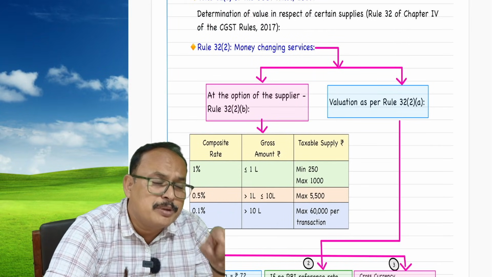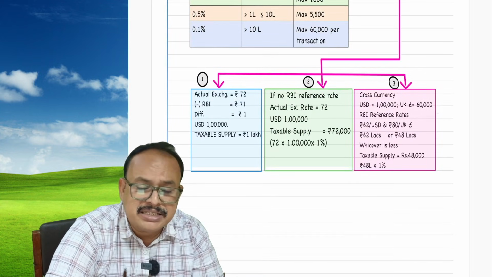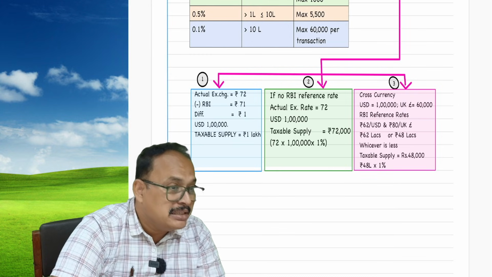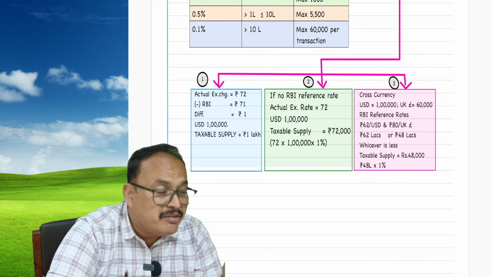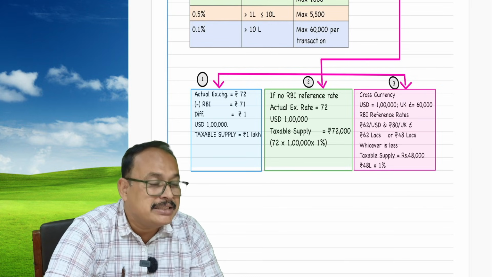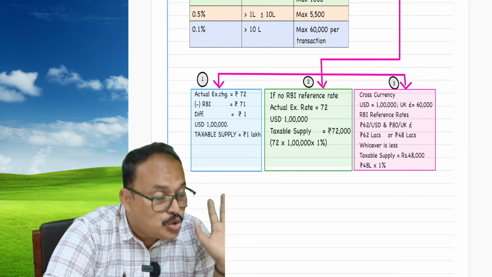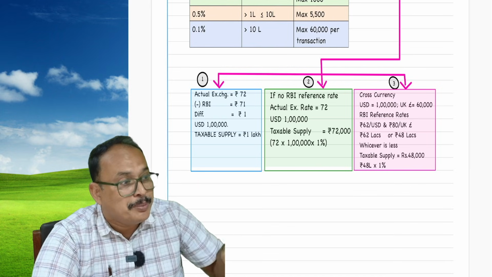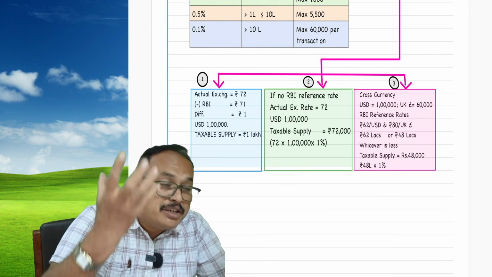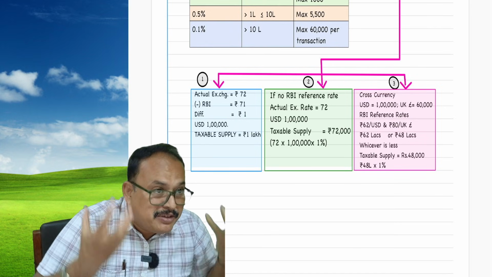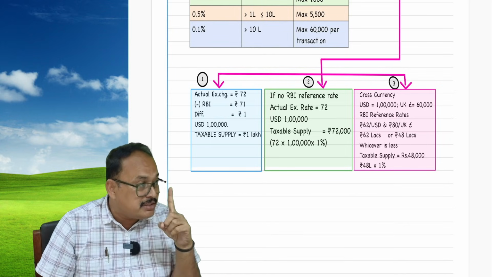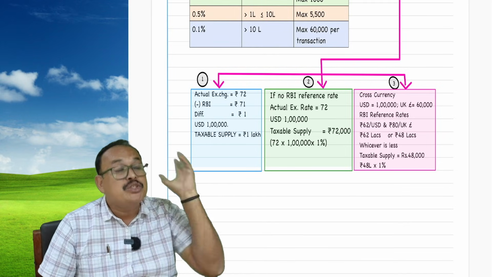Rule number 32, sub number 2, class A, money exchanger. Three cases are there. One is the actual exchange rate compared with the RBI rate. The difference multiplied with the foreign currency is the value of supply. In the case of RBI rate not available, multiply the actual exchange rate with the number of units of foreign currency and on the total apply 1%; that is equal to the value of supply. In the case of cross currency, the two units of foreign currency are converted into Indian rupees by multiplying with the RBI reference rate. Among the two values, whichever is lower, choose that and apply 1%; that gives you the taxable value of supply.